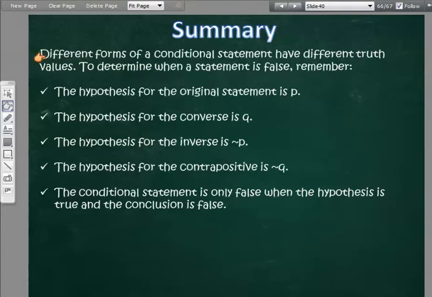Now let's look at this one. It says different forms of a conditional statement have different truth values. To determine when a statement is false, remember, the hypothesis for the original statement is P, the hypothesis for the converse is Q, the hypothesis for the inverse is not P, the hypothesis for the contrapositive is not Q. The conditional statement is only false when the hypothesis is true and the conclusion is false. That's a whole lot to remember from one lesson.